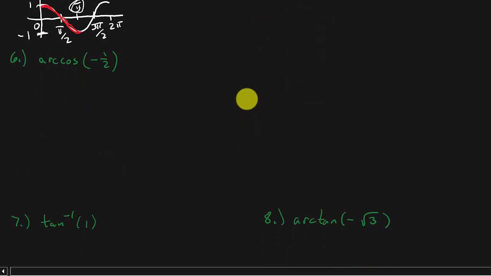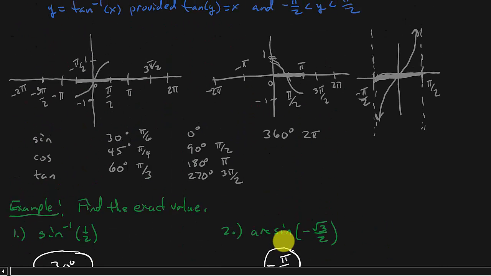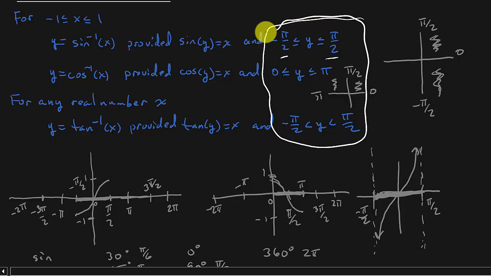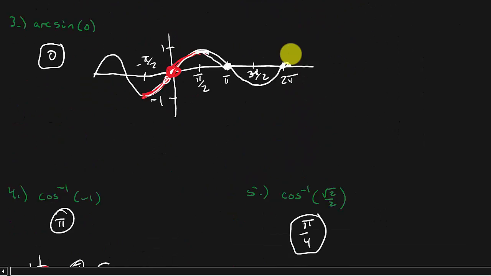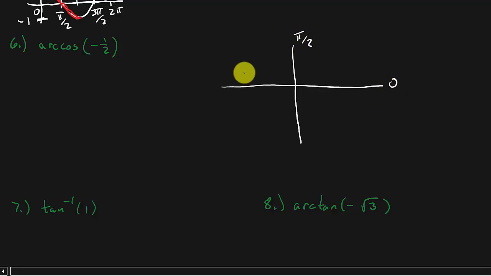All right, so what about this? Arc cosine or inverse cosine of -1/2. All right, so you've got to remember this up here, this right here. You've got to remember that. So cosine is between 0 and pi. All right, so if you think about this, cosine is between 0 and pi, right? So it's here or here.